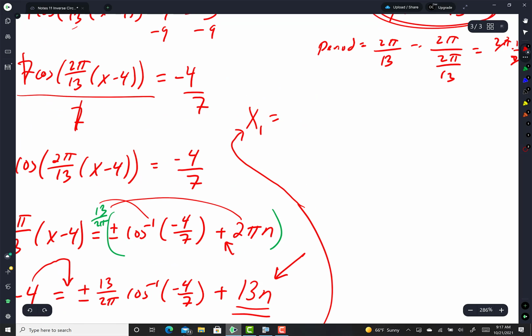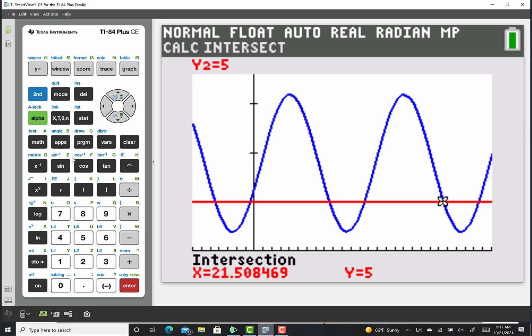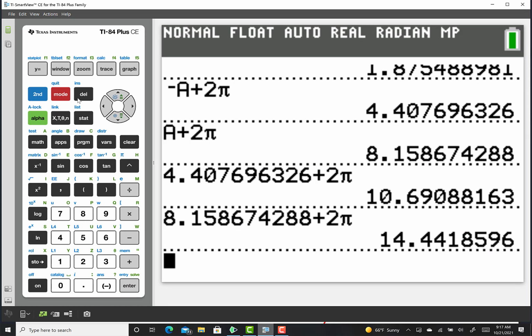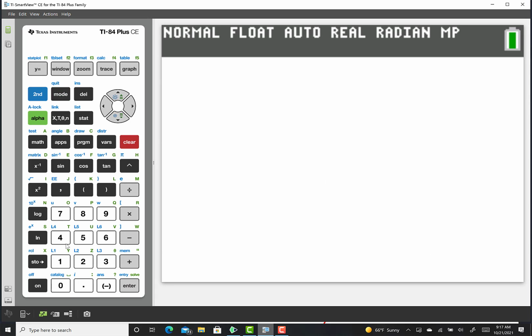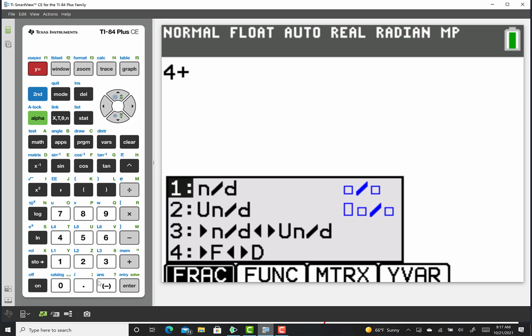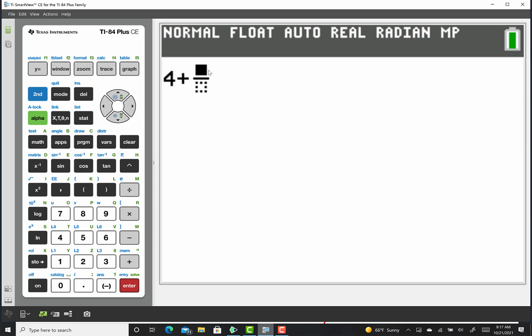So here's my calculator. Second quit. So here's my home screen. Let me clear all that. And I already forgot, was it 4? Yeah, 4 plus, make it look exactly how it is on that paper. So how do I make it look exactly like that? Push alpha, y equals, enter. And then you get a little fraction there, see? 13 over 2 pi.